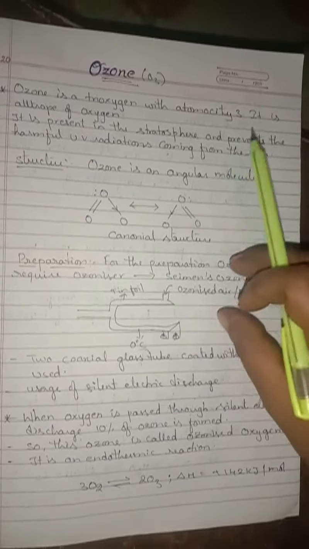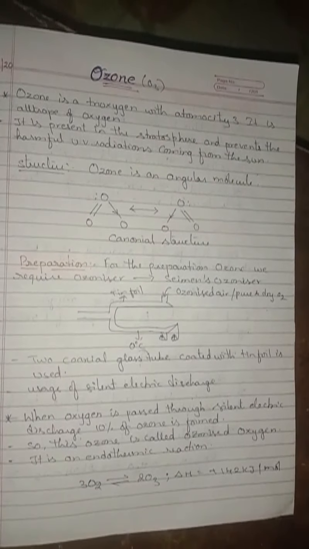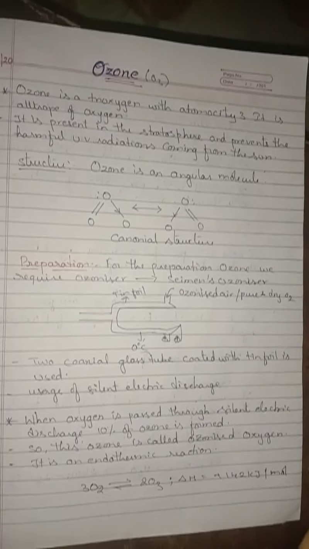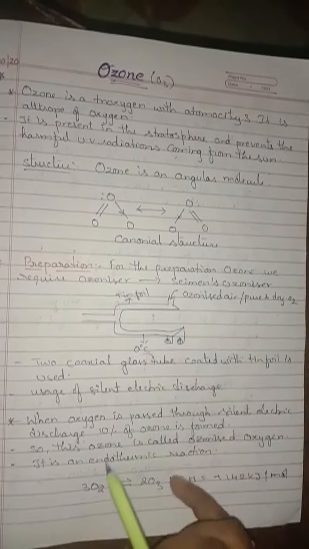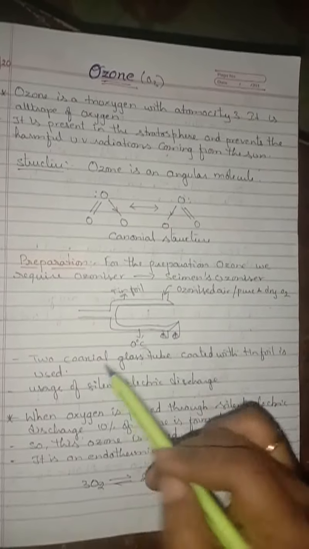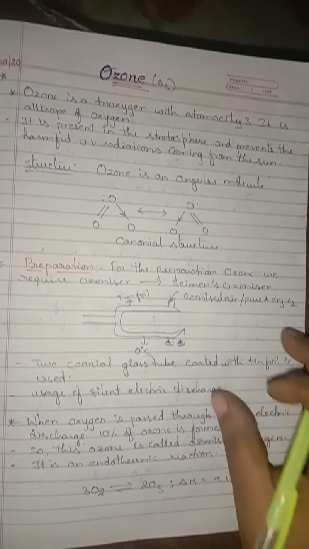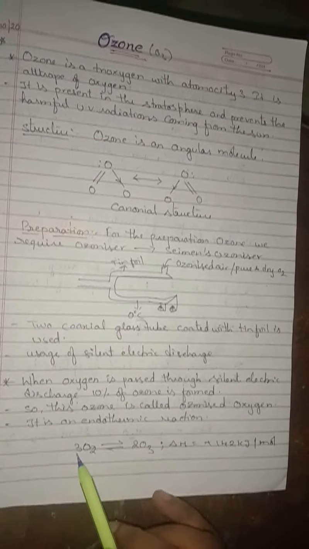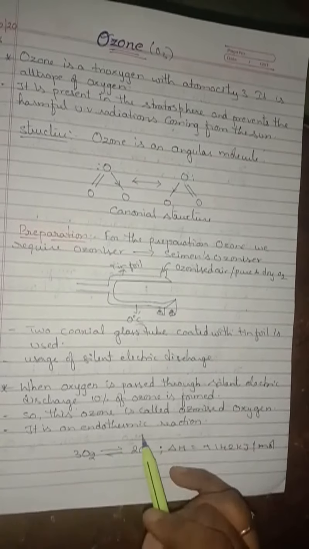This mixture is called ozonized oxygen. When this ozonized oxygen is formed, it absorbs some amount of heat energy, so it is an endothermic reaction. By absorbing heat energy, oxygen gets converted into ozone, isn't it? So that is the process. Look here, 3O2 gives rise to 2O3. Three molecules of oxygen give rise to two molecules of ozone.